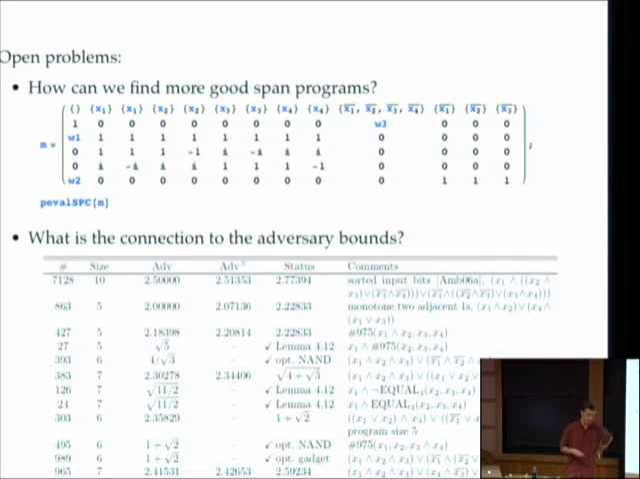But that doesn't answer a couple of questions. Like one is, how can we actually find these span programs? So I said if you have a span program with small witness size, which again I'll get to, and you can find that, then you'll get a good quantum algorithm. But where do these span programs come from? And they can be quite complicated.